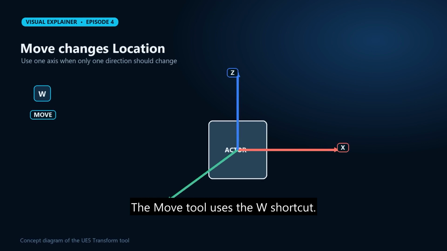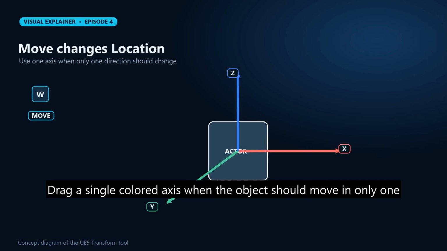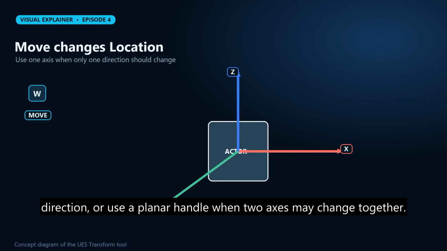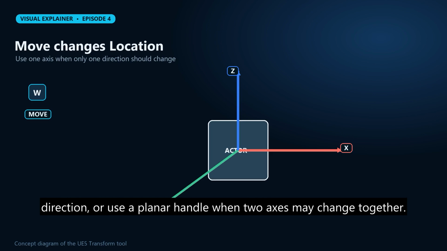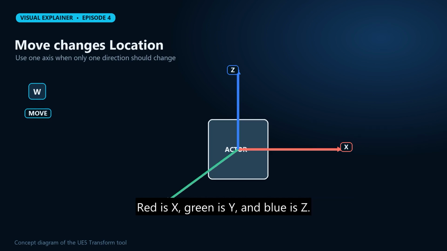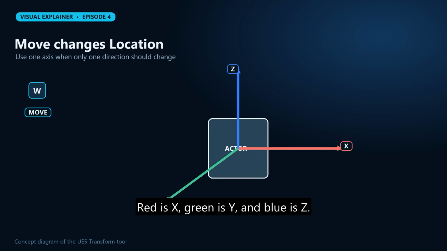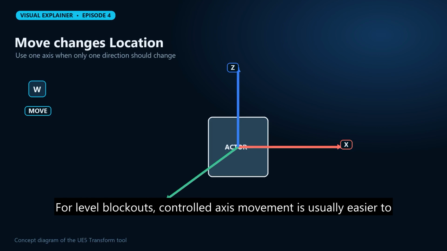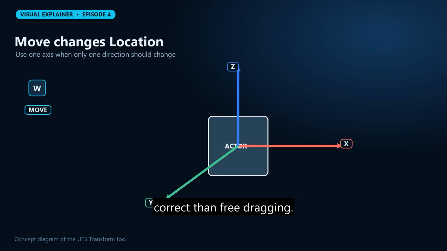The Move tool uses the W shortcut. Drag a single colored axis when the object should move in only one direction, or use a planar handle when 2 axes may change together. Red is X, green is Y, and blue is Z. For level blockouts, controlled axis movement is usually easier to correct than free dragging.